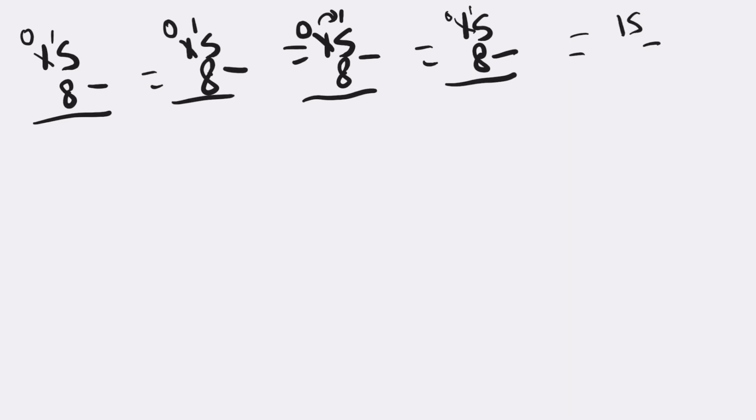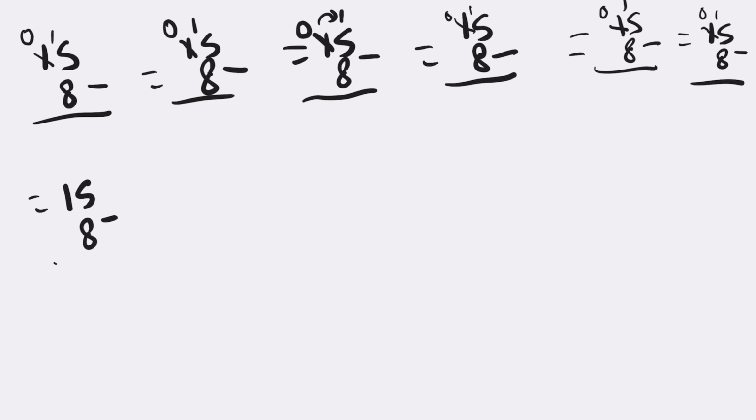15 minus 8. So here, what do we need to do? Well, 8 is larger than 5, so we can't subtract. We put the 1 there, make this a 0, and that would leave you with 15 minus 8. And now, what to do here? We can put the 1 there, make that a 0, and that would leave you with 15 minus 8.